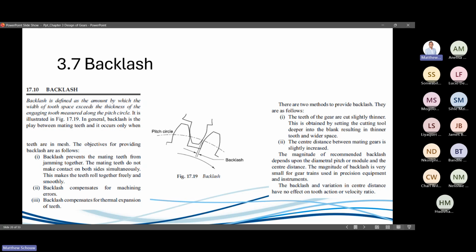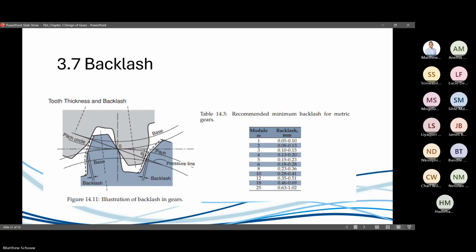And so backlash is important because it compensates for thermal expansion and for machining errors. So you want to have backlash in your mind when you're designing gear systems. But like I said, these are all just fundamentals in gearing. I didn't mention undercut, but it's just something you should be aware of.